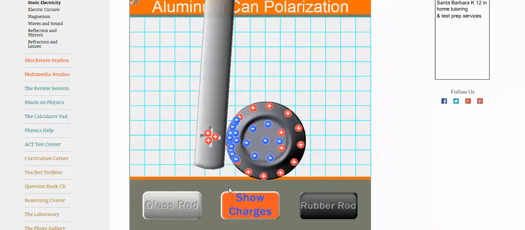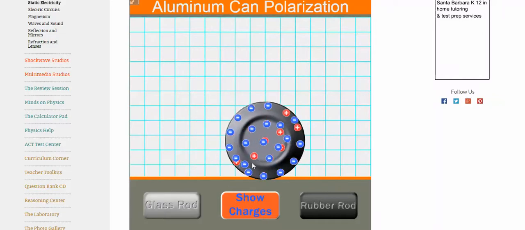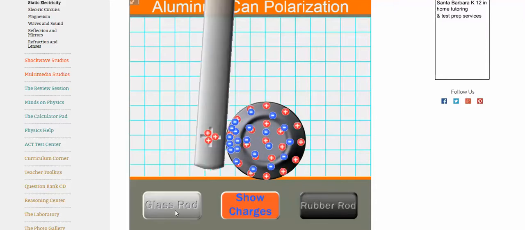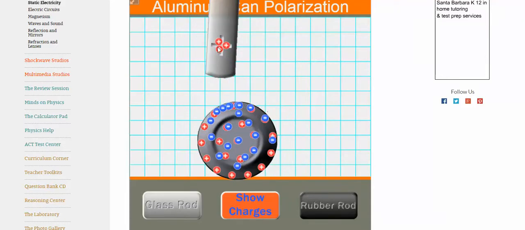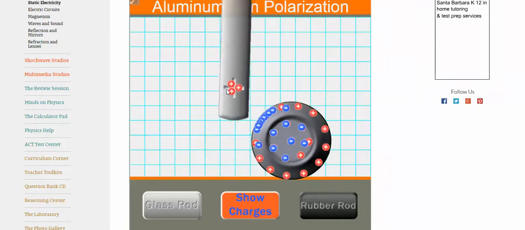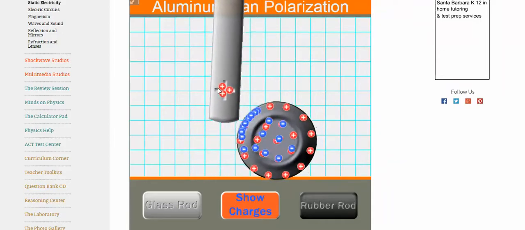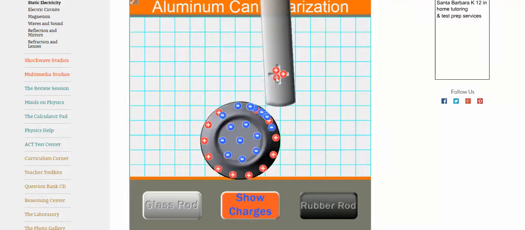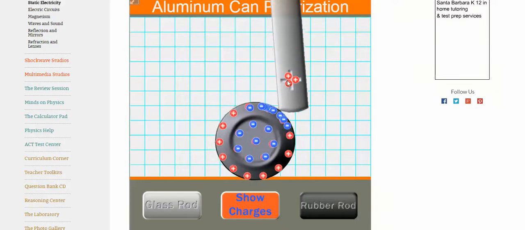Here's what the simulation looks like. If I get rid of this glass rod, we can see that this is a neutral can. There are just as many positives as there are negatives. When I bring in a positive rod here, then we have some of those electrons, some of what we call free electrons, that can move through the material. And they're going to move to get as close as possible to the positively charged rod.